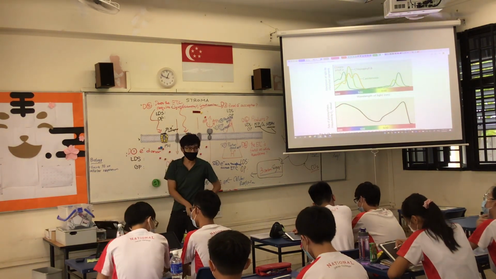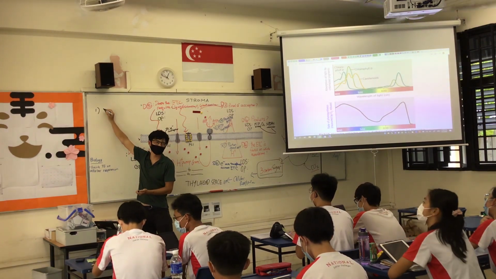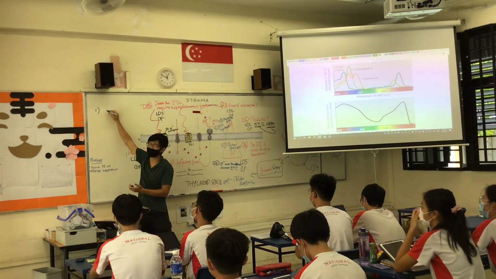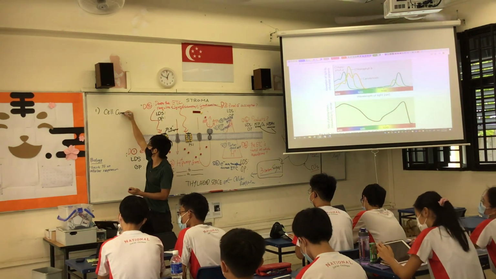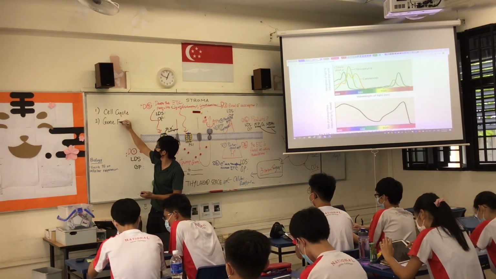Okay, in term 1, this is what we covered. Number 1, I don't know if you remember, number 1 is cell cycle. Is it cell cycle? I cannot remember. Yeah, cell cycle. Okay, what was after cell cycle? Okay, gene expression.